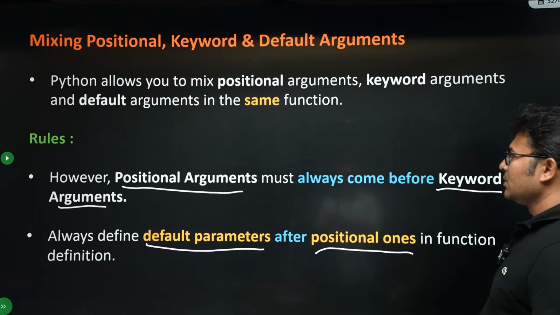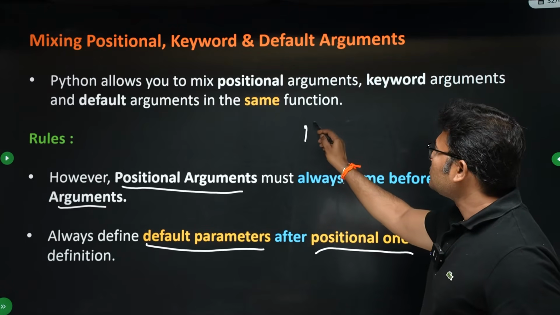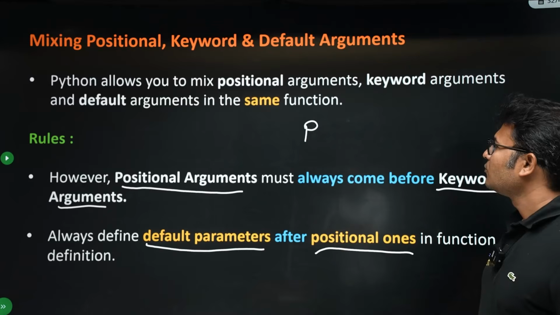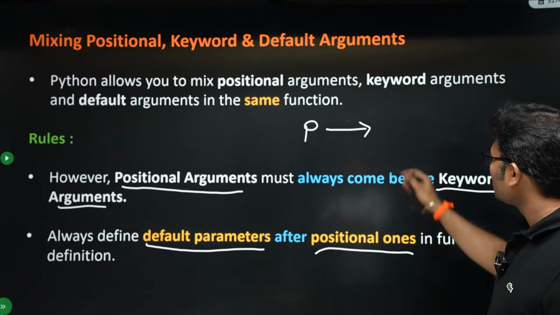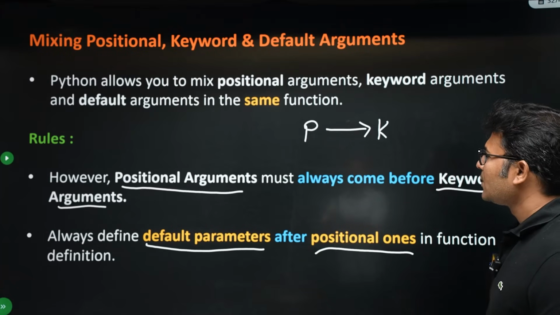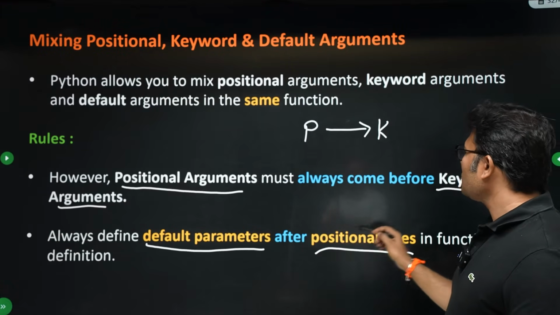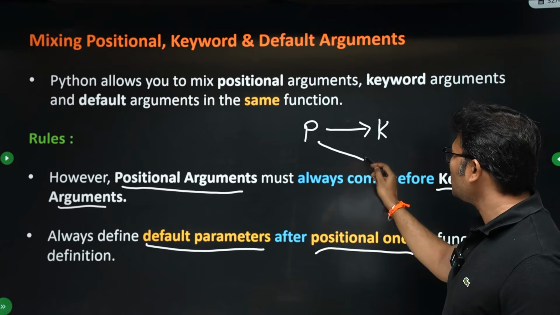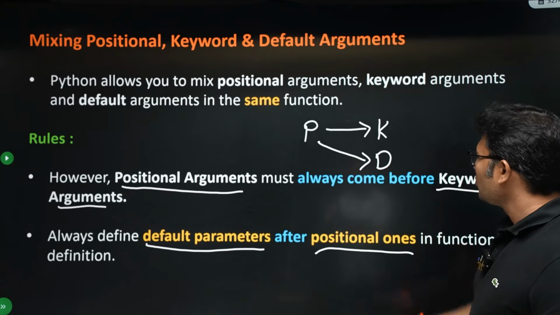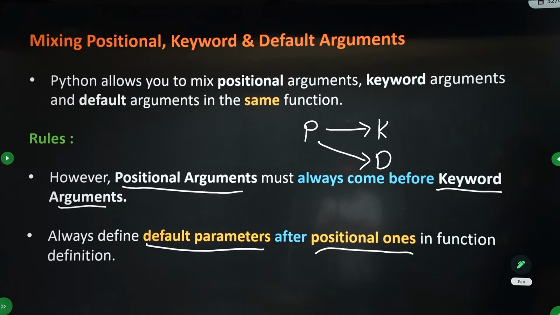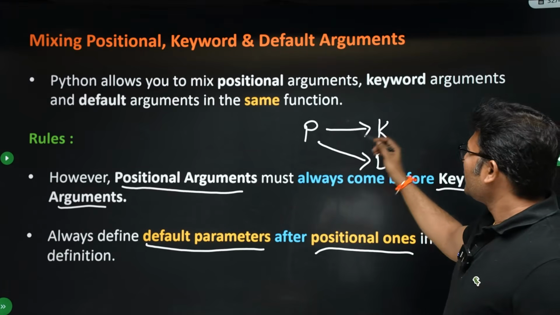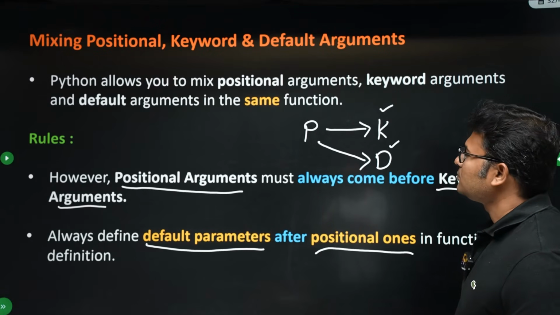And always define default parameters after positional parameters. Right? So positional should come first, and then keyword. Default must come after positional, and default also should come after positional. Default parameters should come after positional. So positional should come first, then the keyword and default can come.